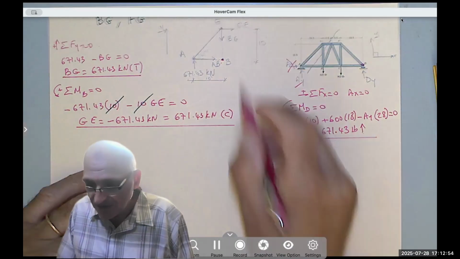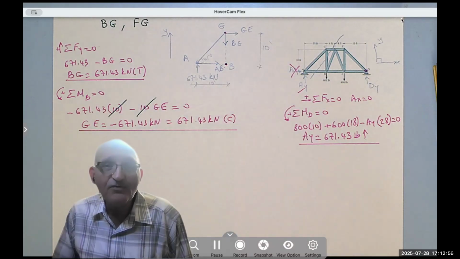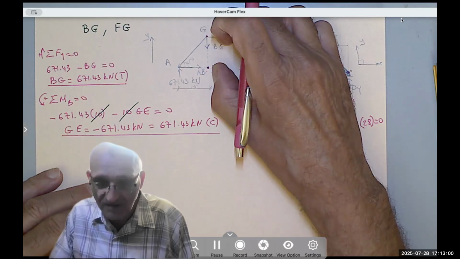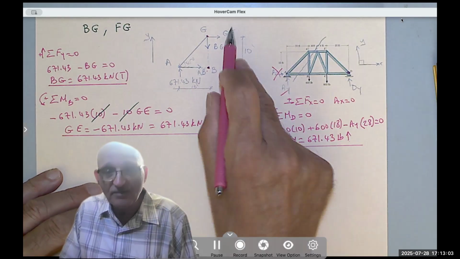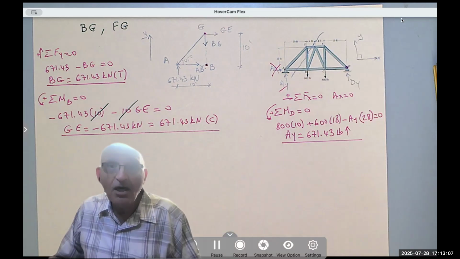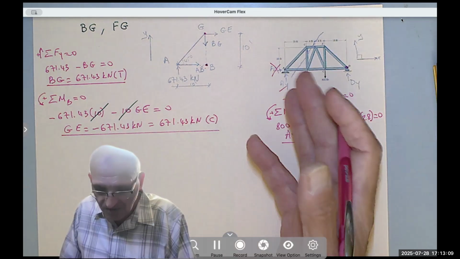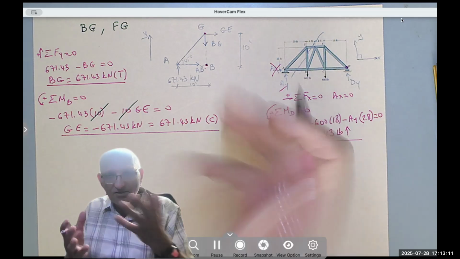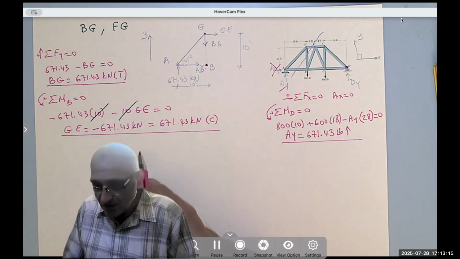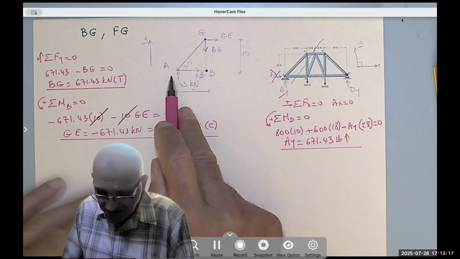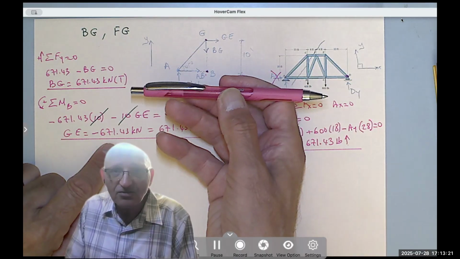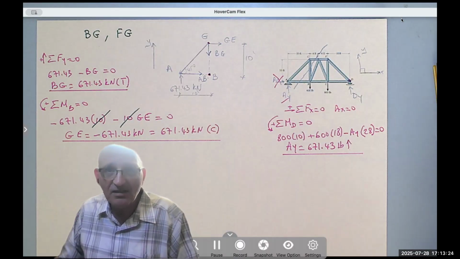Now, because I already found G, I can use the sum of the forces in the X equals 0, because they are the only two forces. And you can see that AB would be the opposite of GE. If this is compression, AB is tension. Here we have two ways to do it. I could have said summation of the forces in the X equals 0: GE, but GE was compression, so negative GE plus AB equals 0, so AB equals GE, right?